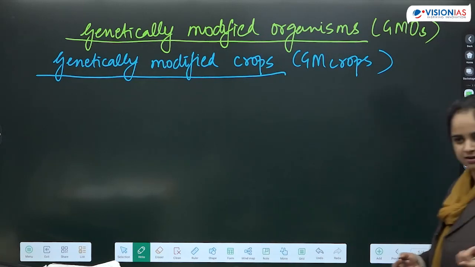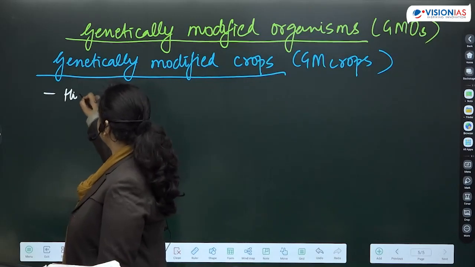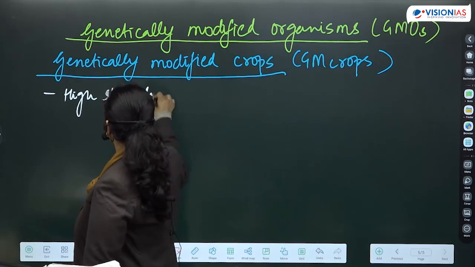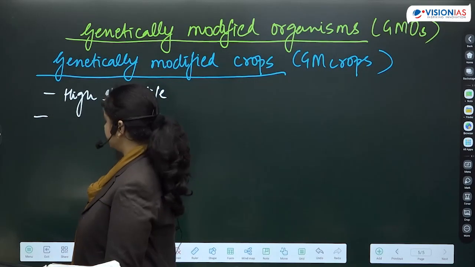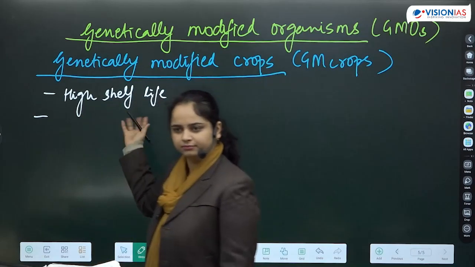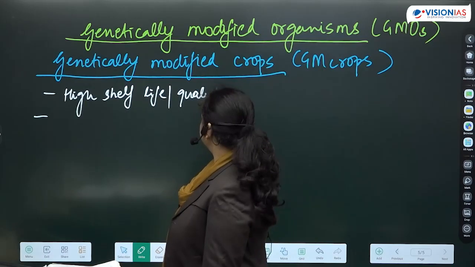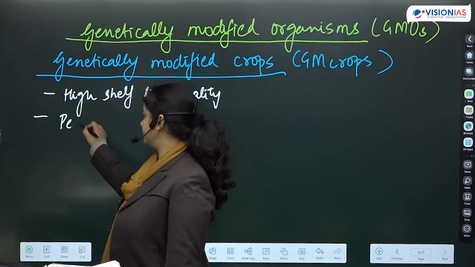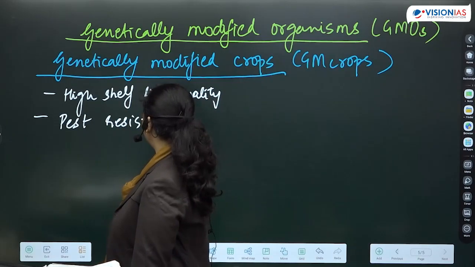Increasing shelf life. Okay, very good. We did an example of that too. Okay, higher shelf life. Increasing the ripening period accordingly. Any other qualitative feature? Pest resistance. Okay. You want that the pests should not attack your crop.